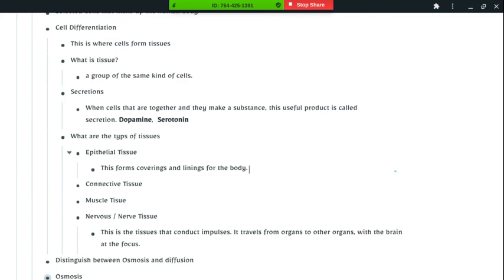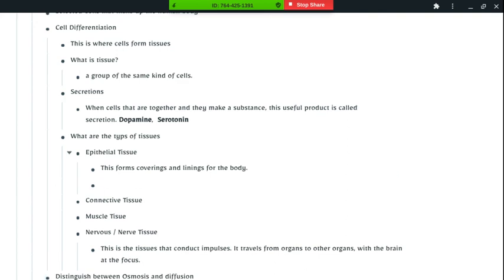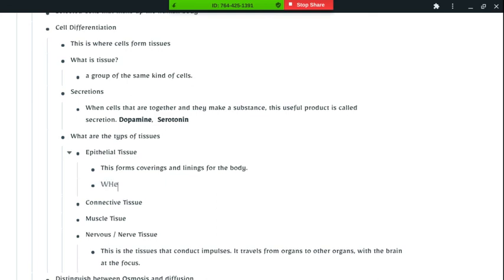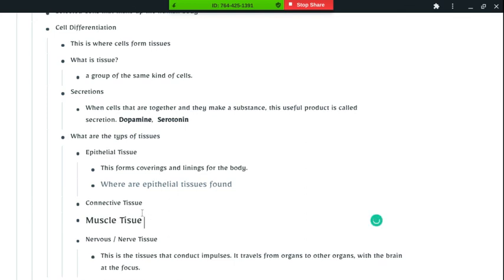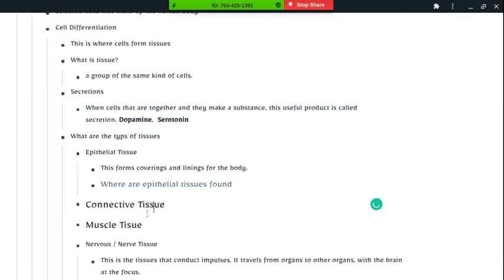Okay, and that will take us now to the end of class. So your task is to tell me where epithelial tissues are found, and complete the other two tissues for homework. You have muscle tissue and connective tissue.